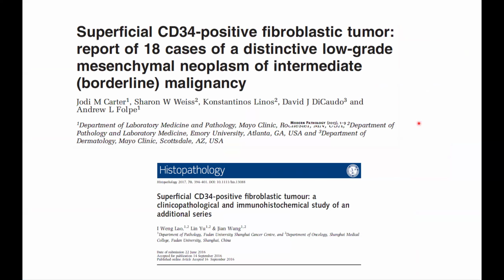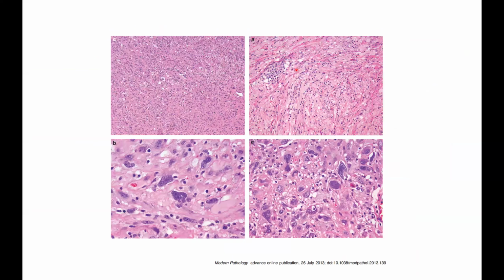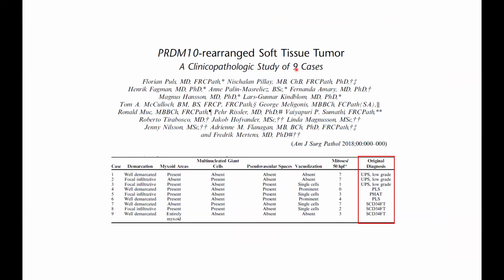The superficial CD34-positive fibroblastic tumor was published about a decade ago, and this tumor resembles UPS but is actually not UPS. It has very pleomorphic cells with voluminous eosinophilic cytoplasm and, in areas, an infiltrative growth pattern. They look really ugly, but you can't find a single mitosis. The proliferation rate is very low. And this tumor is characteristically diffusely positive for CD34 and can have some desmin positivity and multifocal, focal positivity for cytokeratin.